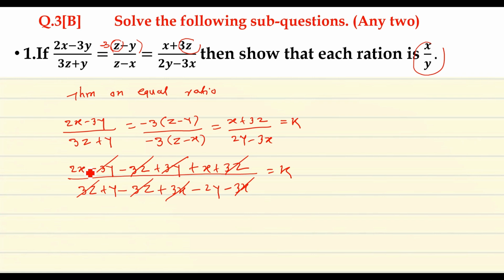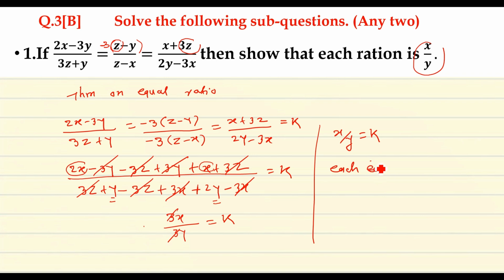So what remains here: we have 2x and here an x, so this should be a plus sign. So we get 2x plus x, 3x, in the numerator. This y and 2y become 3y, is equal to k. 3 gets cancelled, and now my answer is x by y equal to k, and therefore each ratio is going to be x upon y, which I proved here, that each ratio is x upon y.